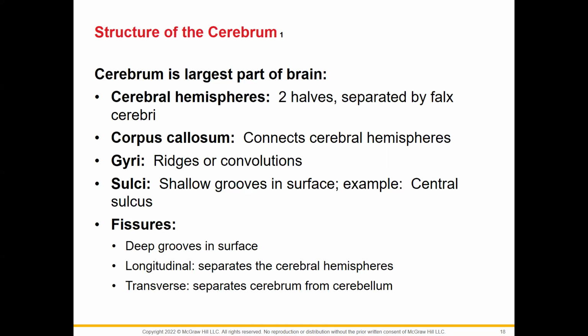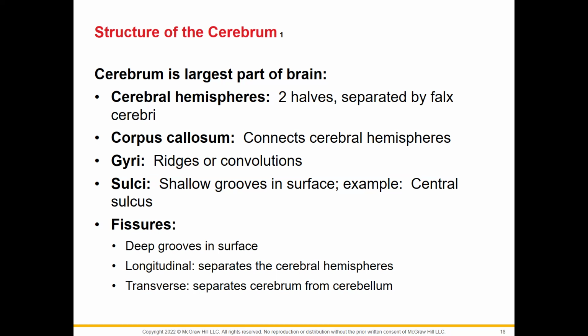The gyri, so the bumps or ridges on the brain that we notice when we look at the brain, are called gyri. Gyri is plural for gyrus. The grooves or the dips between the gyri are called sulci. Singular is sulcus.